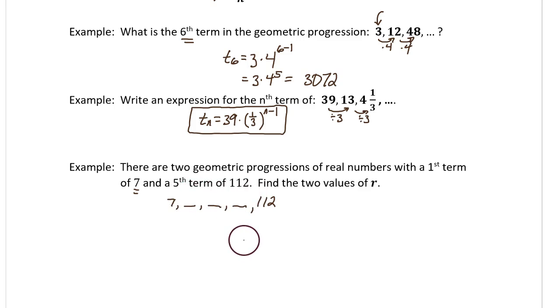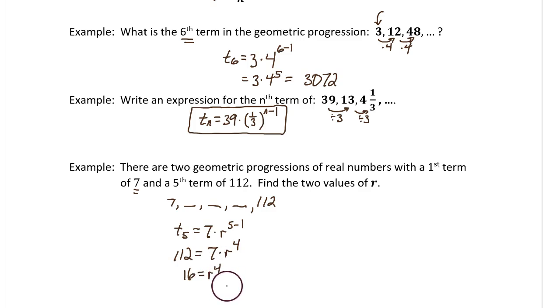Let's use our general term formula to get this answer. So we have T sub n, and for n, let's use 5, because we know the fifth term is 112. And that's equal to the first term, 7, times the value of R, raised to the n minus 1 power. Now T sub 5 is 112. So we have 112 equals 7 times R to the 4th power. Now divide by 7 on both sides. And that makes 16 equals R to the 4th power.